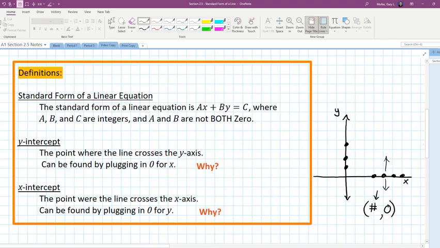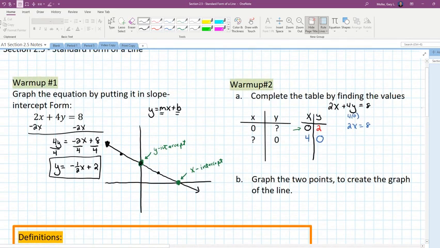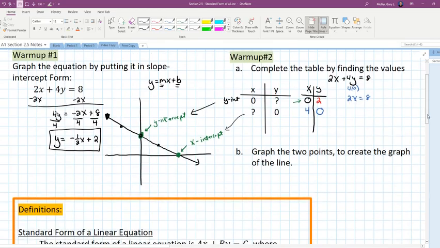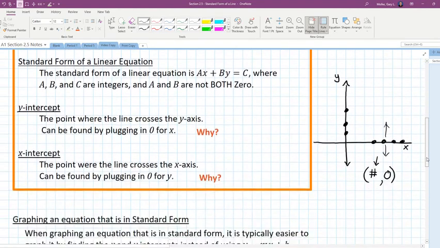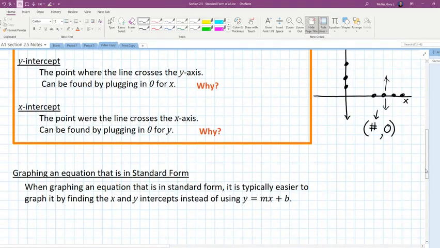And that is exactly what we did in our warm-up. We let x equal 0, and this found our y-intercept, right? That was this point right there. We let y equal 0, and that found our x-intercept. So it's not really anything to memorize. It's just something to be able to think about. It's more learning than memorizing, as long as you can piece your way through it. Okay, so why do we care?